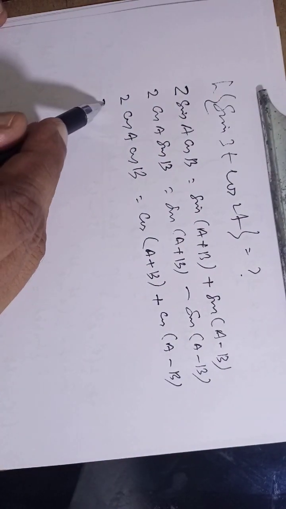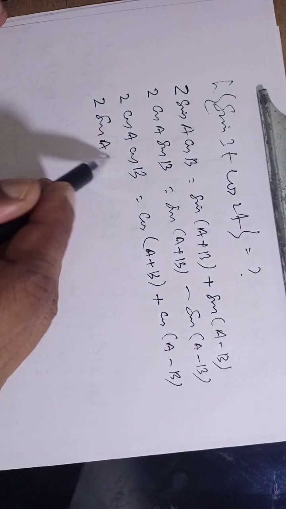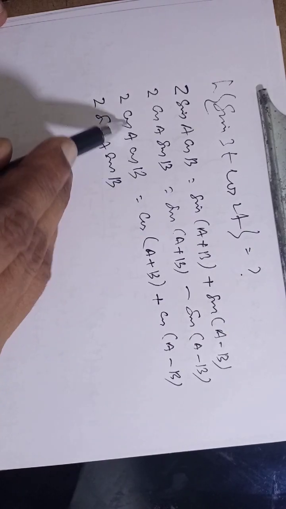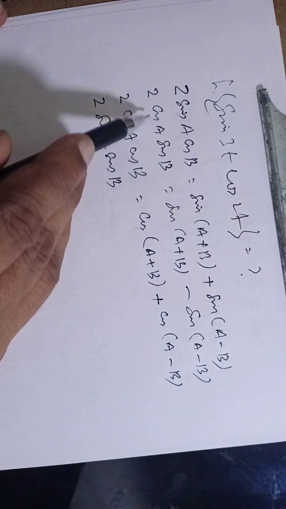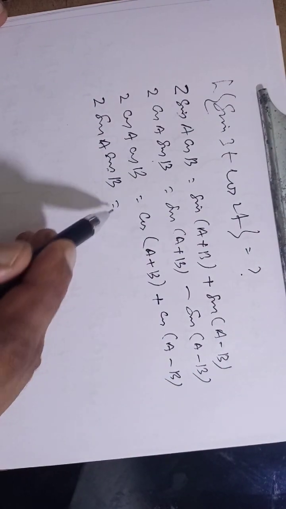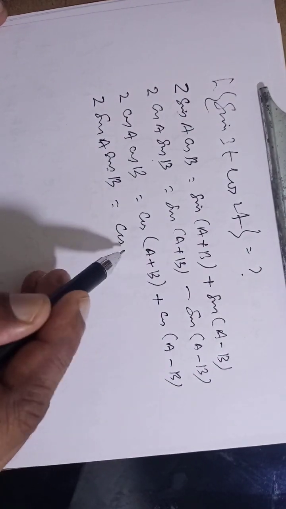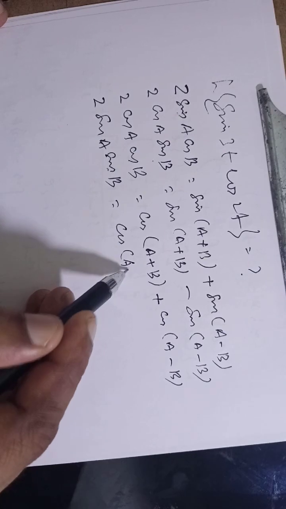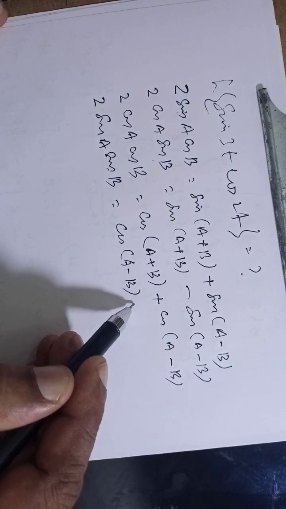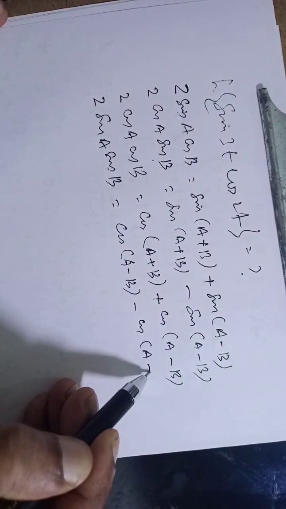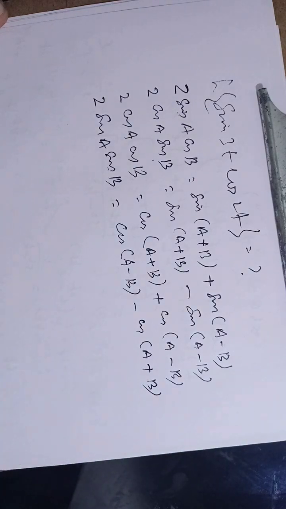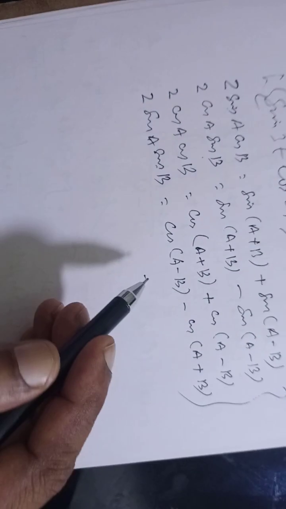And again, one more chance: 2 sin A sin B. It is again a cos formula, but the difference is that it is cos(A minus B) first, minus cos(A plus B). These are the formulas to convert a product into a sum.